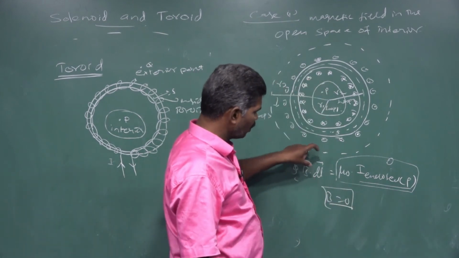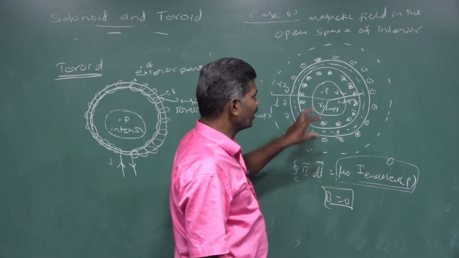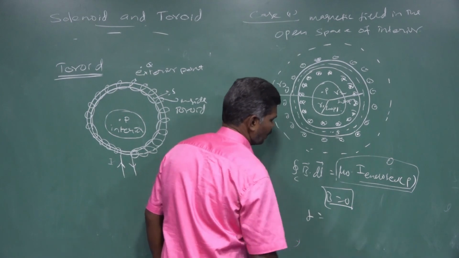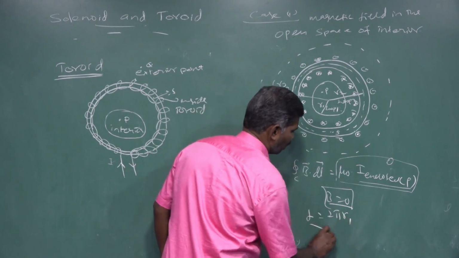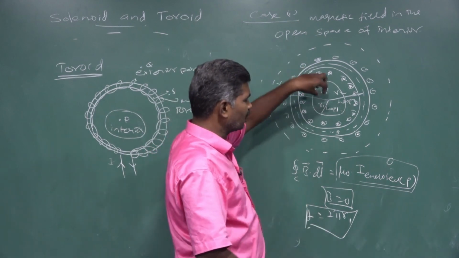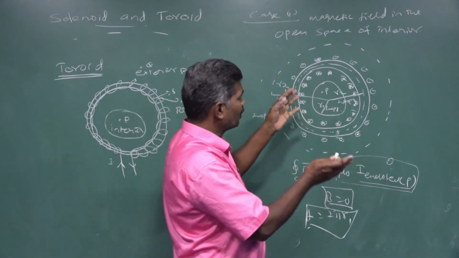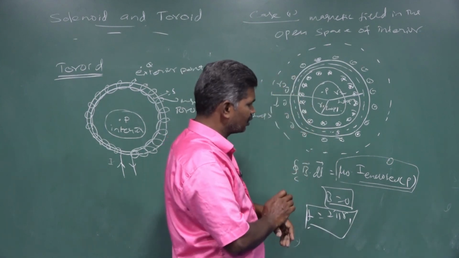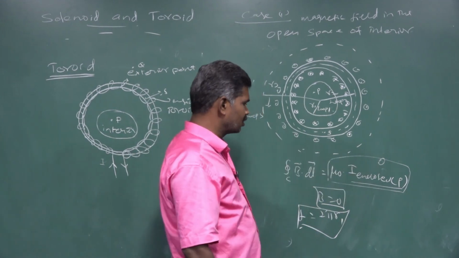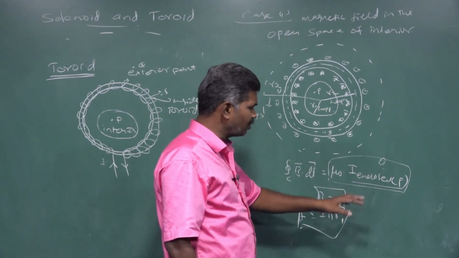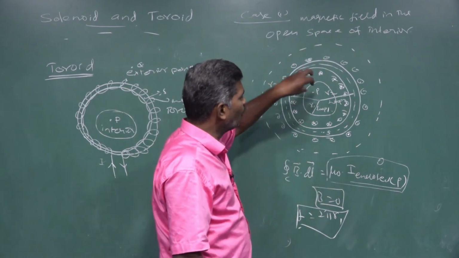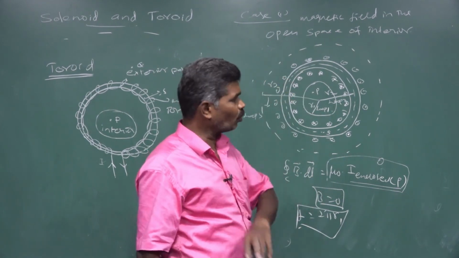Even though we have the perimeter of the circular Amperian loop, L is equal to 2 pi R1, we do not need it because there is no current in the open interior space. That's why I enclosed is 0, the right side value becomes 0, and the left side is also 0. That's why there is no magnetic field in the interior open space.